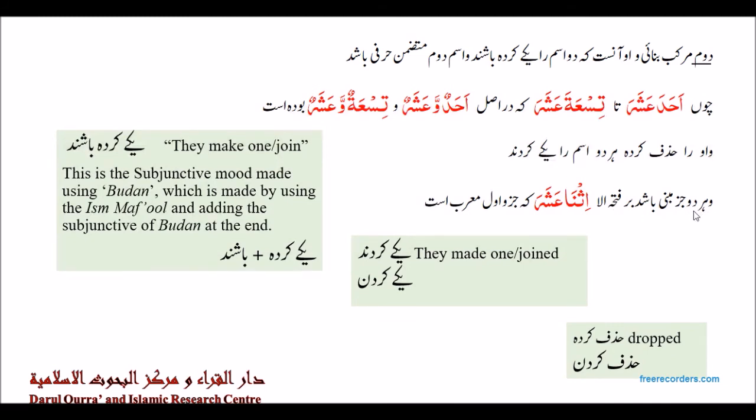Now har do juz mabni bashad bar fatha, he says. Har do, and waw means and, har do both, juz parts, both juz parts. In other words, ahada and ashara, tis'ata and ashara, both parts. Wa har do juz, and both parts, mabni bashad. Bashad are mabni. So both parts are mabni.